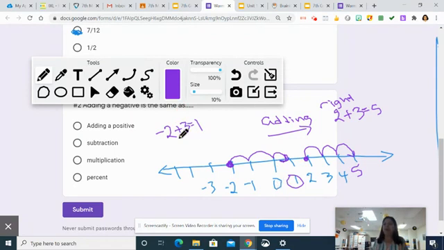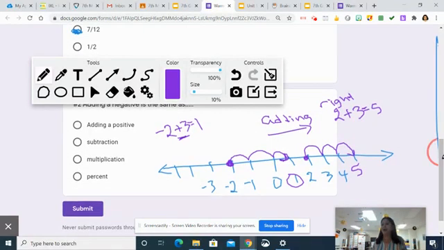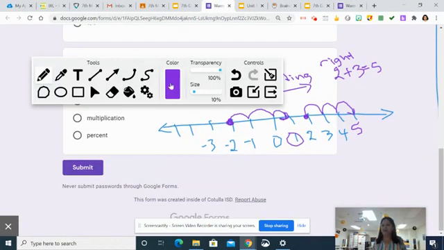So when you are adding, it doesn't matter where you start, you're always moving right. Just the same way you learned in elementary. When you're adding a positive number, you're moving right, which means that your brain should tell you, oh, that means my answer has to be bigger than what I started with. Now, what happens when we are subtracting?